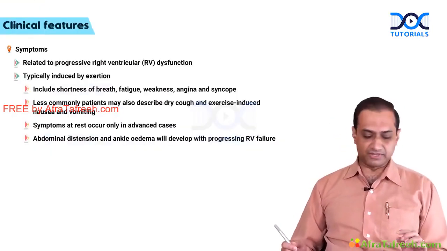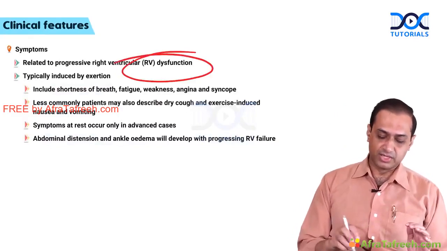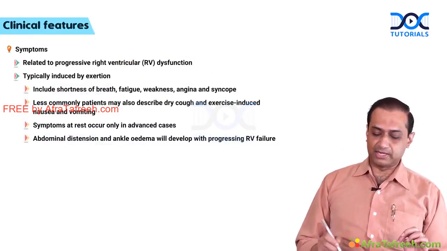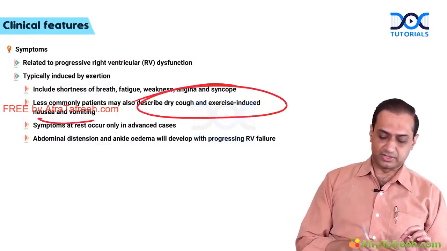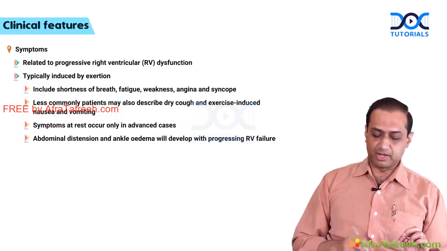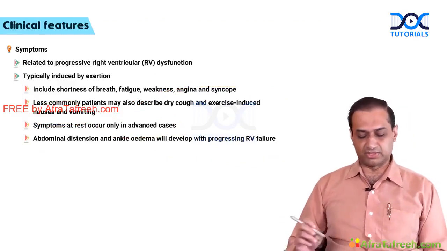These patients usually present with symptoms of RV dysfunction. Typically, they have shortness of breath, fatigue, weakness, angina, syncope. Less commonly, patients also describe dry cough, exercise-induced nausea and vomiting. Symptoms at rest occur only in advanced cases. Abdominal distension and ankle edema will develop with progressive RV failure.